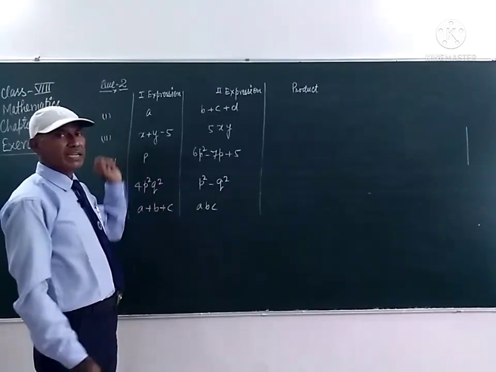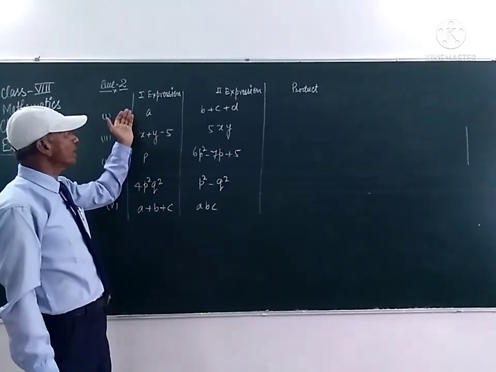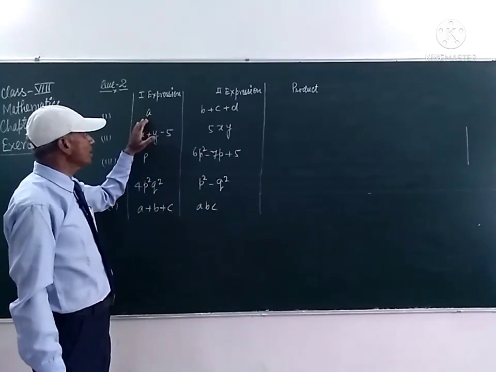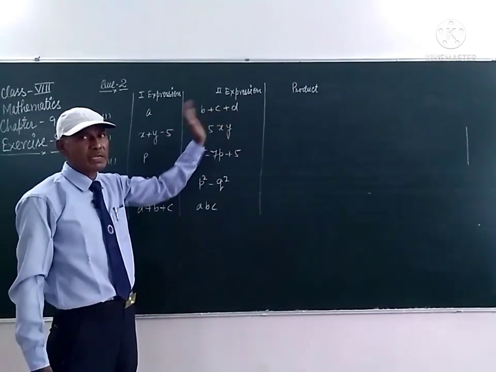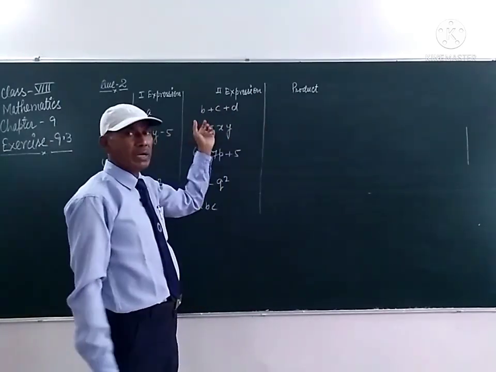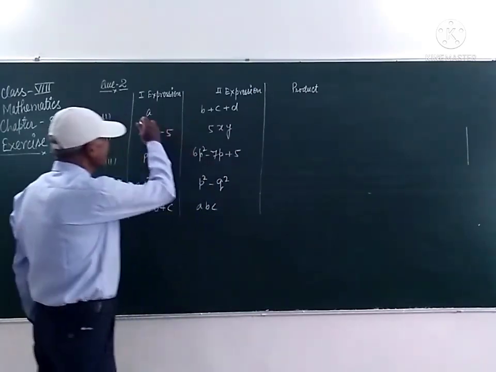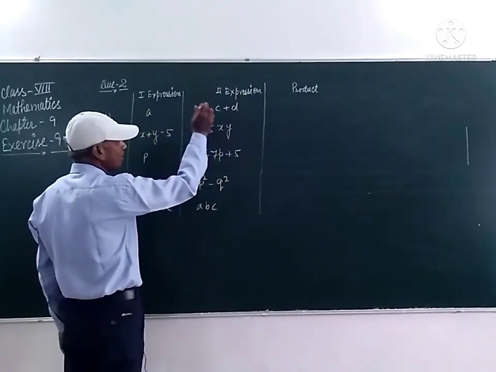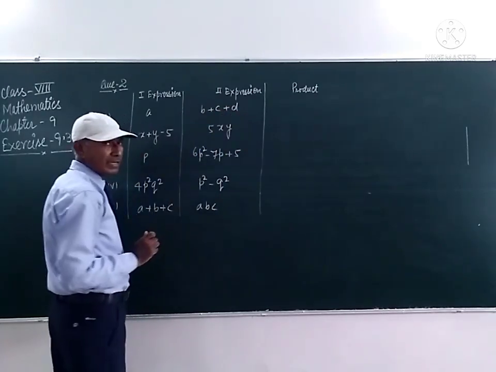This is question number second, students, and in this question we have to find the product of the first expression and the second expression. The first expression is A, and the second expression is B plus C plus D. We have to find out the product of these two expressions. So first of all we have to multiply A with B, after that A with C, after that A with D. Clear, students?